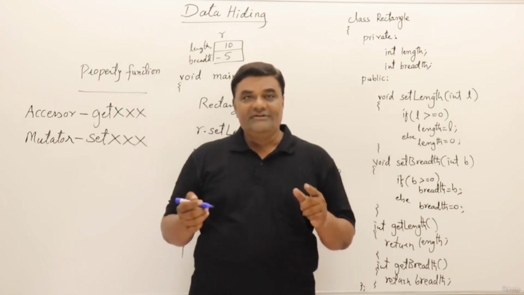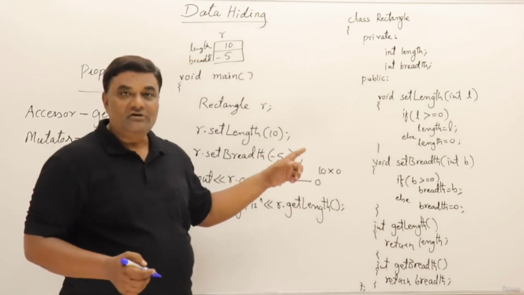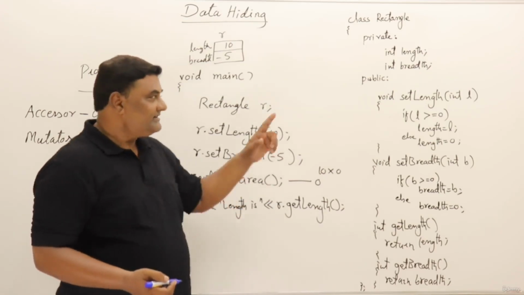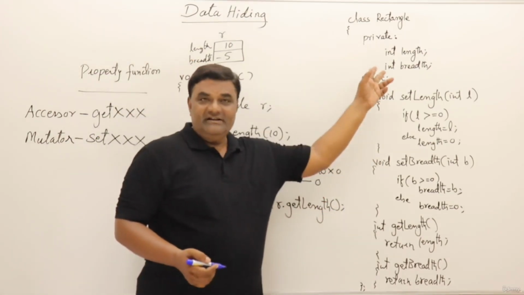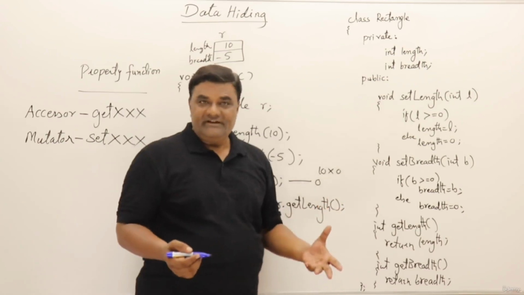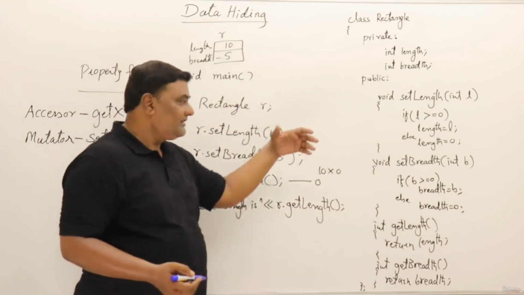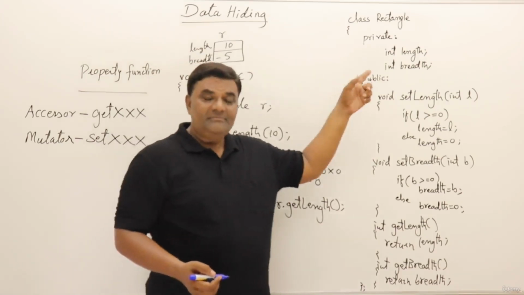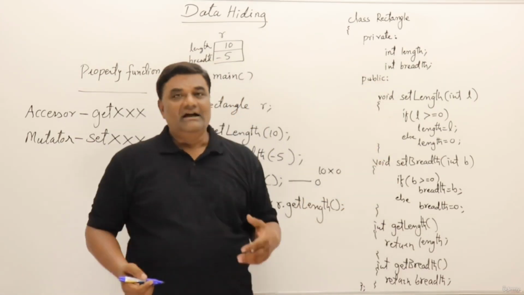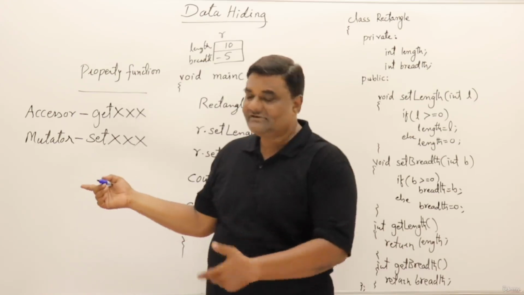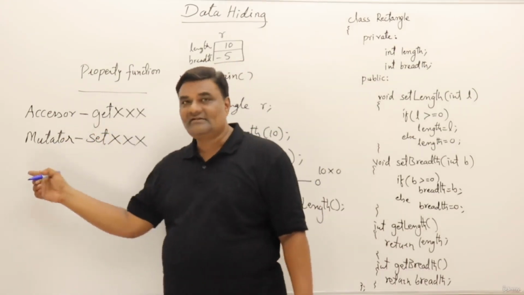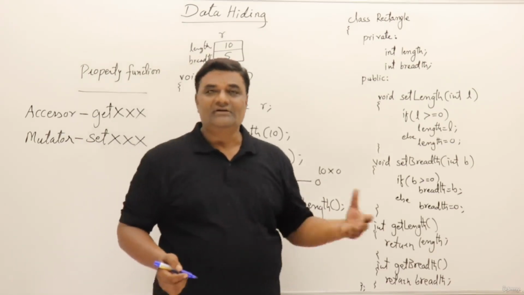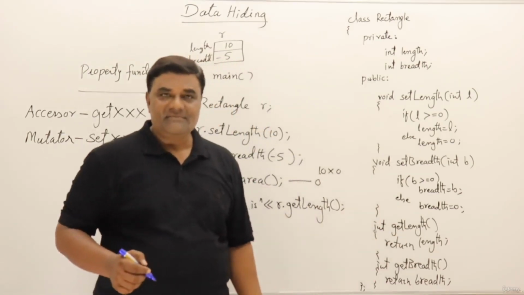So that's all. What we have learned in this video is the meaning or objective of data hiding, why we want to hide data. Then the second thing we learned: if we make the data hidden, what problem do we face? We cannot access the data. So we wrote get functions and set functions for reading and writing the data. For each data member we have written get and set functions, and those are called property functions. Get functions are accessors, set functions are mutators. I will show you practically how this works, and you also try this by yourself.